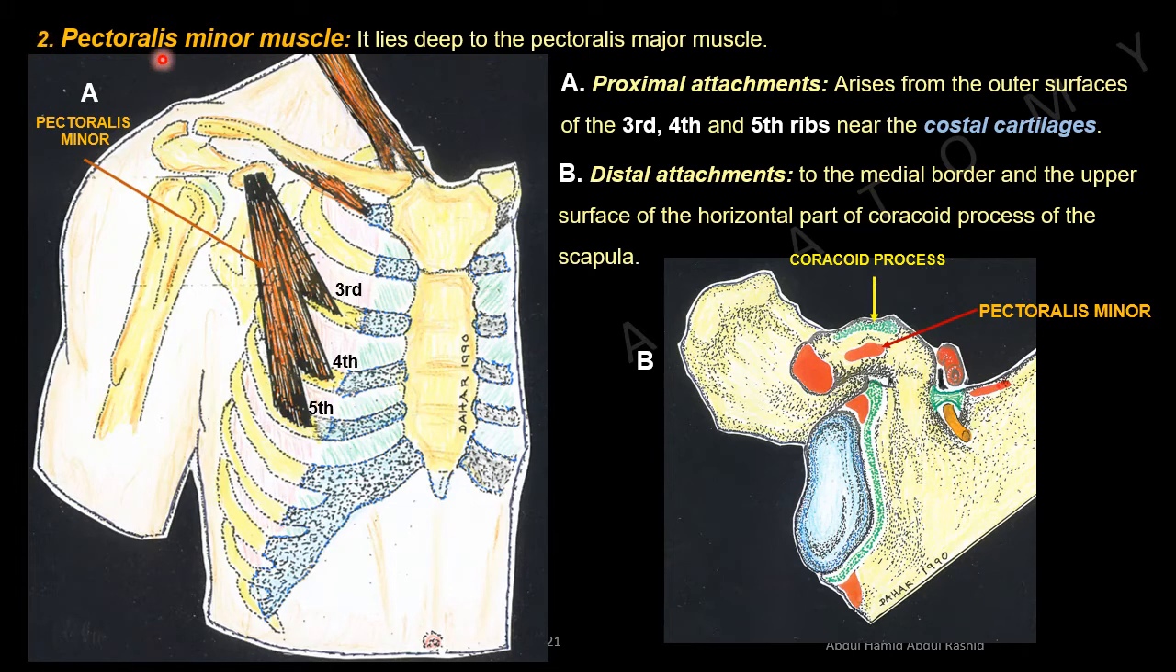So, the pectoralis minor muscle lies deep to the pectoralis major muscle. A. Proximal attachment, that is the origin. Pectoralis minor muscle arises from the outer surfaces of the third, fourth, and fifth ribs near the costal cartilages. B. Distal attachment, that is insertion. Pectoralis minor muscle is inserted to the medial border and the upper surface of the horizontal part of the coracoid process of the scapula.